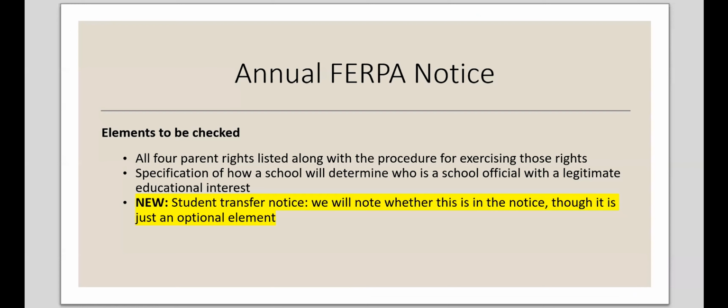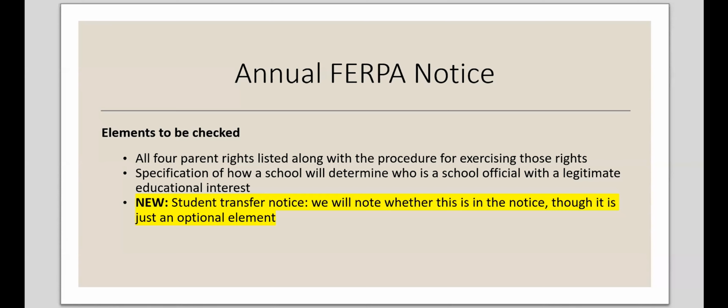Annual FERPA notice, we checked this last year. For those who haven't maybe heard of this, FERPA grants parents 4 specific rights: a right to inspect and review records, to seek amendment of records, consent to disclose records, and to file a complaint with the U.S. Department of Education. So we would expect to see all of those in your annual FERPA notice. It also needs to explain how you determine who is a school official with legitimate educational interest. Those are the 2 things I've generally checked in the past.